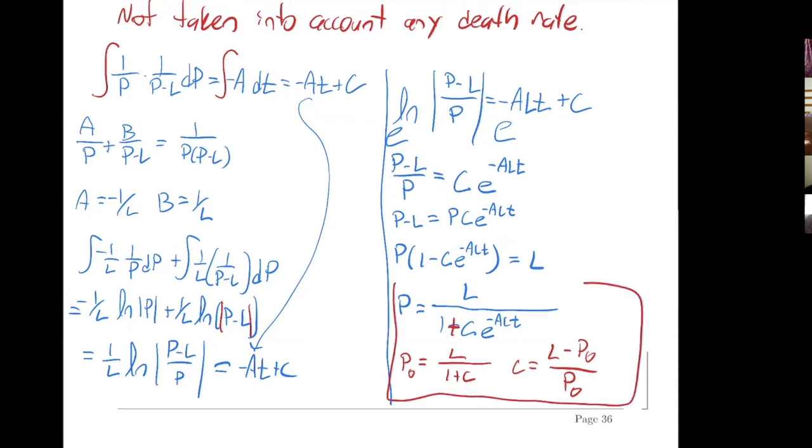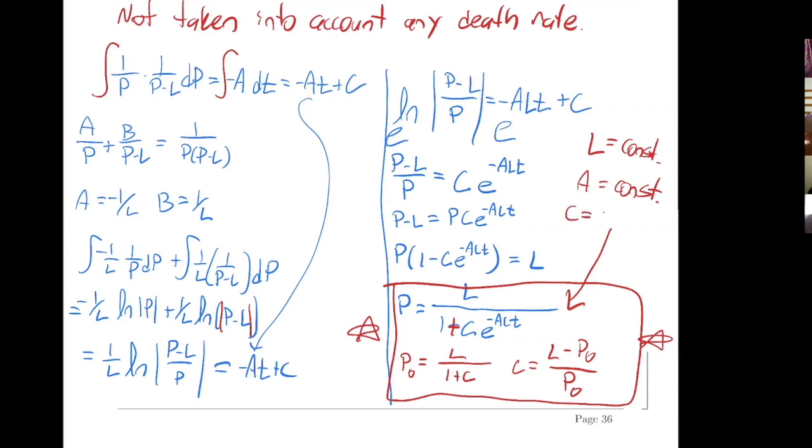And this is the main point here, that we can solve this using separation and partial fraction decomposition. And we can get a general solution that is always going to look like this. So what we can see is in this solution, we have L, which is a constant. We have A is a constant. Okay, not arbitrary constants, but they are constants that we identify in the original model. And then we have C, which is going to depend on our initial condition.